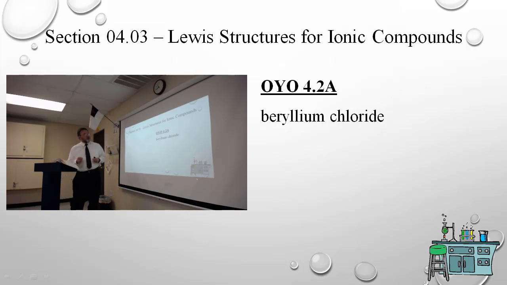So On Your Own 4.2, and the first one: what is the chemical formula for the following compound? Beryllium chloride. Let's walk through the process that we're going to use to figure out the formula for beryllium chloride. What are the first pieces of information I need to acknowledge or write down? Sir?